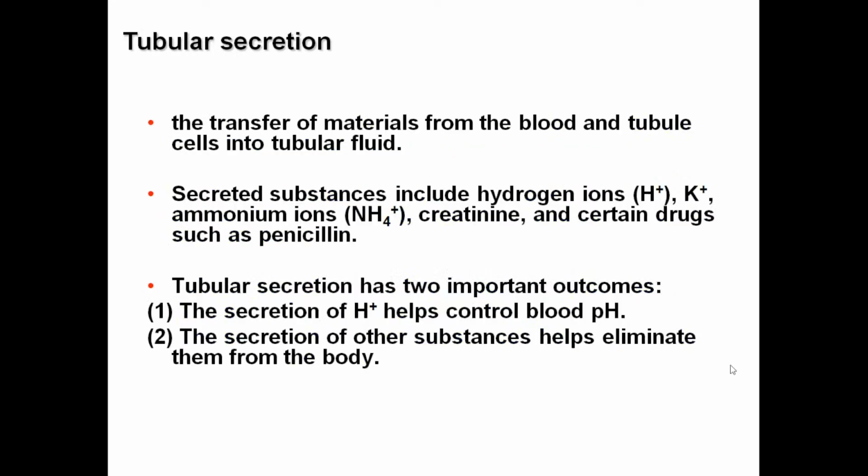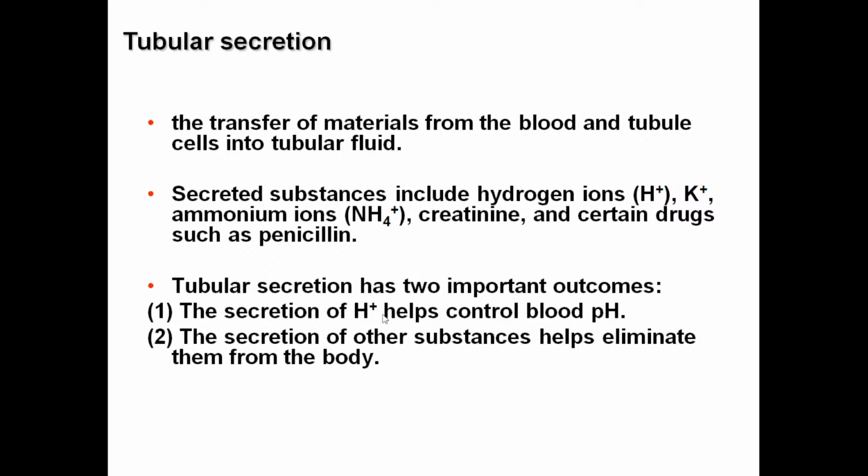And the final step, which is the tubular secretion, this is when transfer of materials from the blood happens into the tubular fluid. And the substances which are secreted include hydrogen ions, potassium, ammonium, creatinine, and certain drugs, for example, penicillin-like antibiotics. Tubular secretion has two important outcomes.